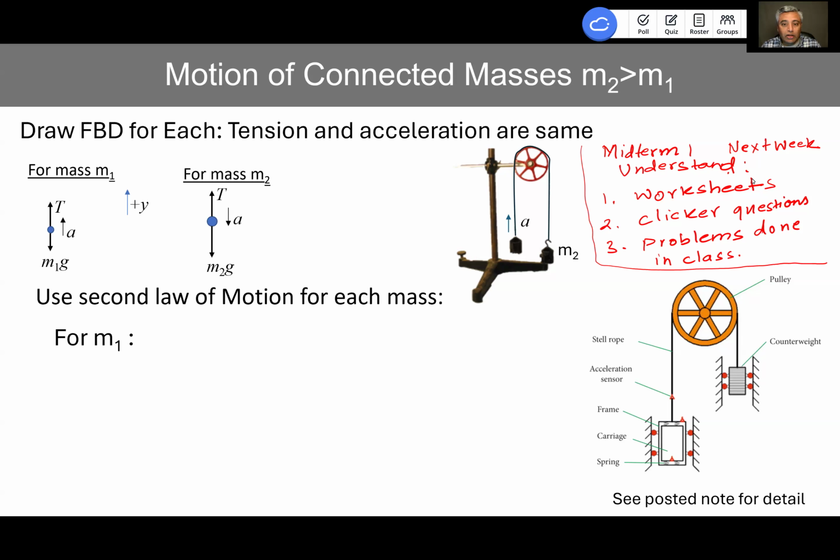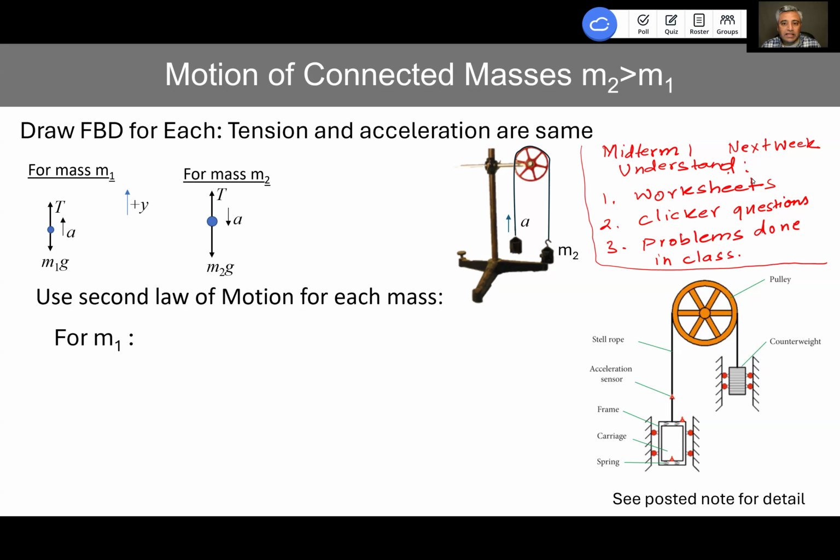I don't ask long problems. If I ask a long problem, it's going to be just a part of that long problem, maybe drawing a free-body diagram or just writing an equation, something like that. So there are going to be some problems and there will be conceptual questions, just like you have seen in the clicker questions.